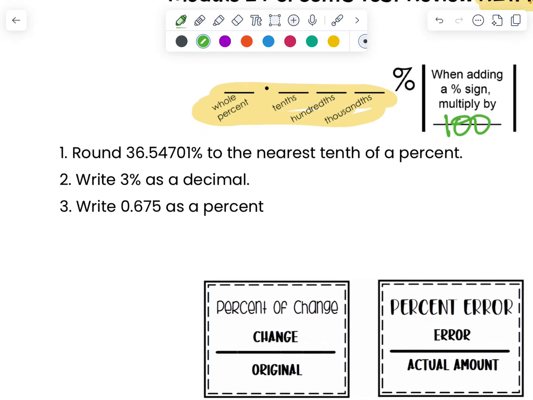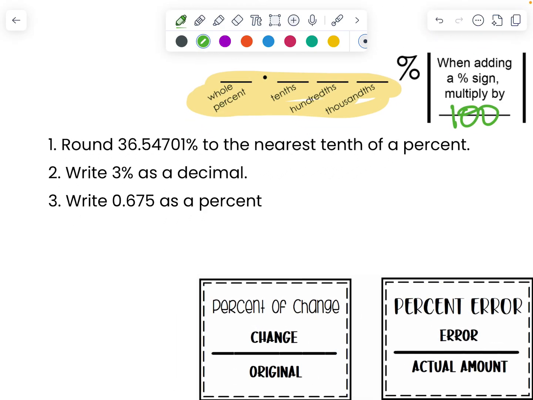All right, so let's take a look. Round this big number to the nearest tenth of a percent. So we're rounding the 5. We look to the right. Is it 5 or greater? Nope, so we're going to leave it alone. That'd be 36.5%.